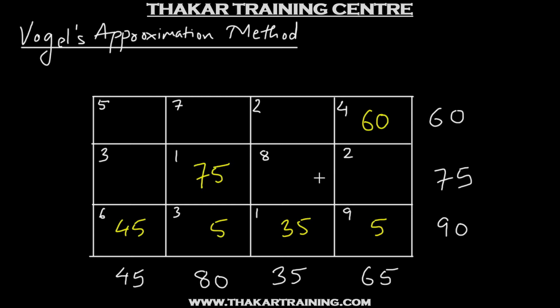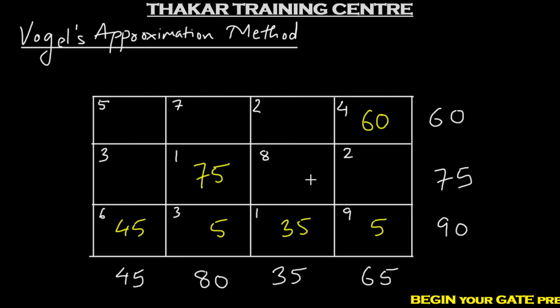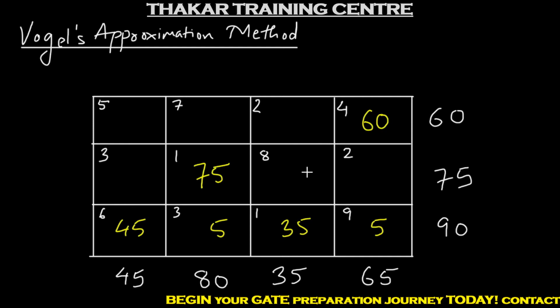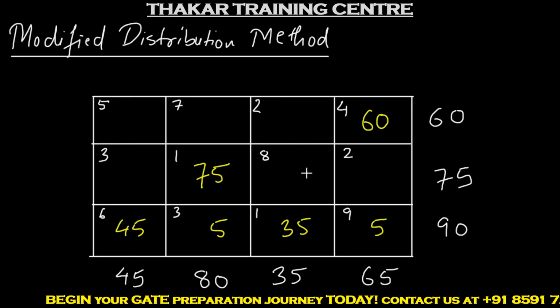This solution satisfies all the conditions of a basic feasible solution. That is, it satisfies the rim conditions, the non-negativity constraint, it has exactly m plus n minus 1 allocations, and these allocations are in independent positions. So we'll now see how to do an optimality check on a basic feasible solution using the modified distribution method.